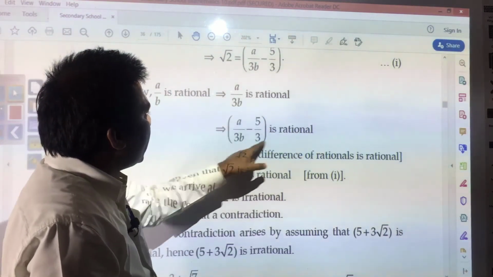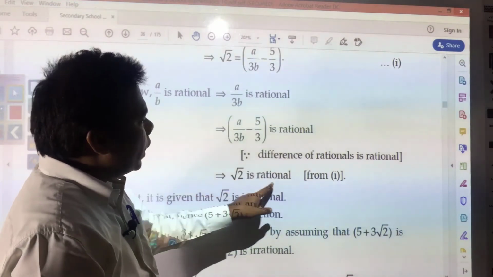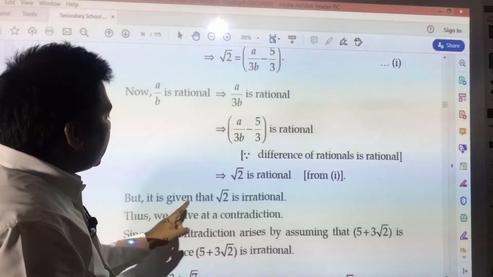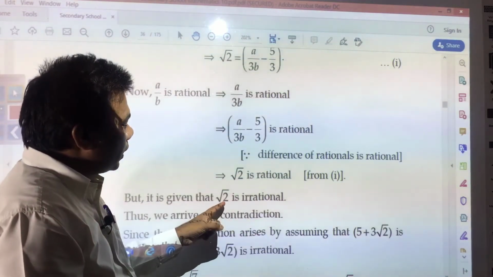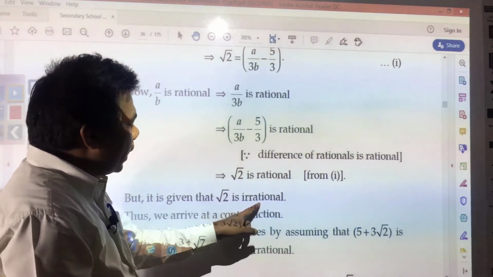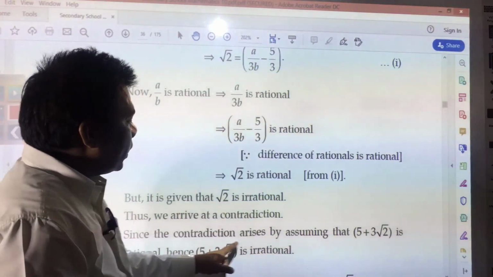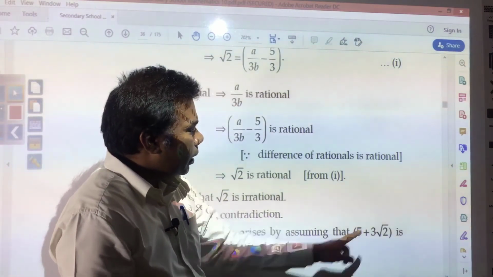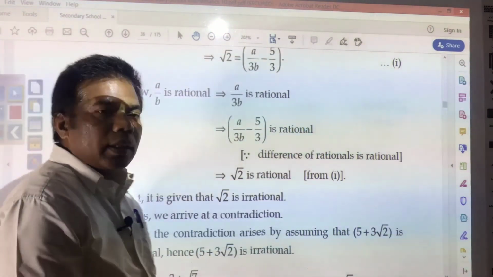So, if this is rational, it means root 2 also should be rational. Root 2 is rational, but it is given that root 2 is irrational, in the question itself. Thus, we arrive at a contradiction again, since the contradiction arises by assuming that 5 plus 3 root 2 is rational, hence 5 plus 3 root 2 is irrational.